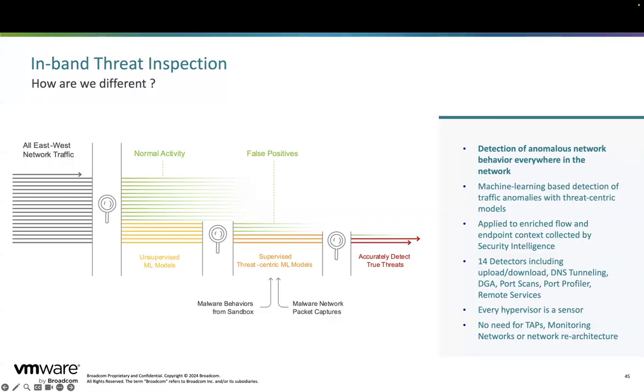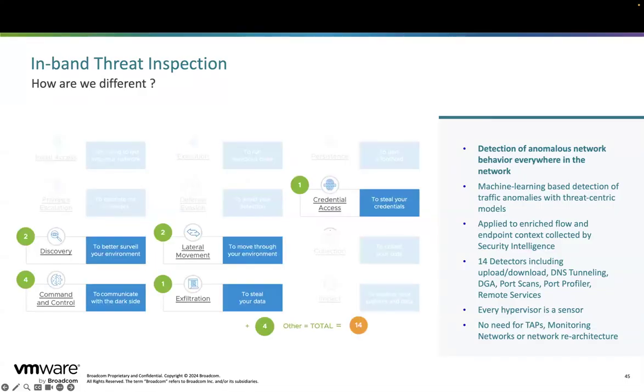14 different detectors, including upload, download, DNS tunneling, DGA, port scans, port profiler, remote services. Every hypervisor is a sensor. I just said that, got a little jump on that one. No need for taps, no need for monitoring the networks, no need for network re-architecture. That's a common theme, right? I think if nothing else, by the time you get out of this module anyway, you're going to know that for Vdefend to operate successfully, I do not need to change anything in the environment.